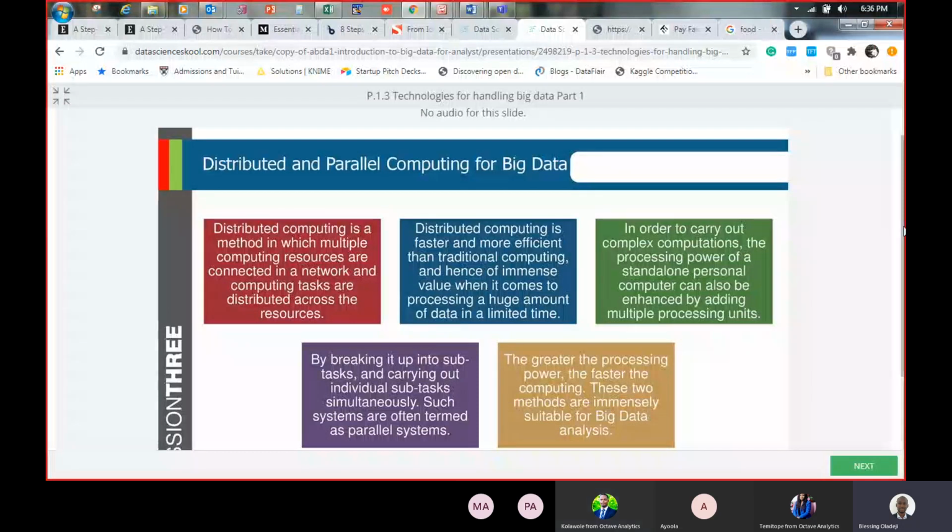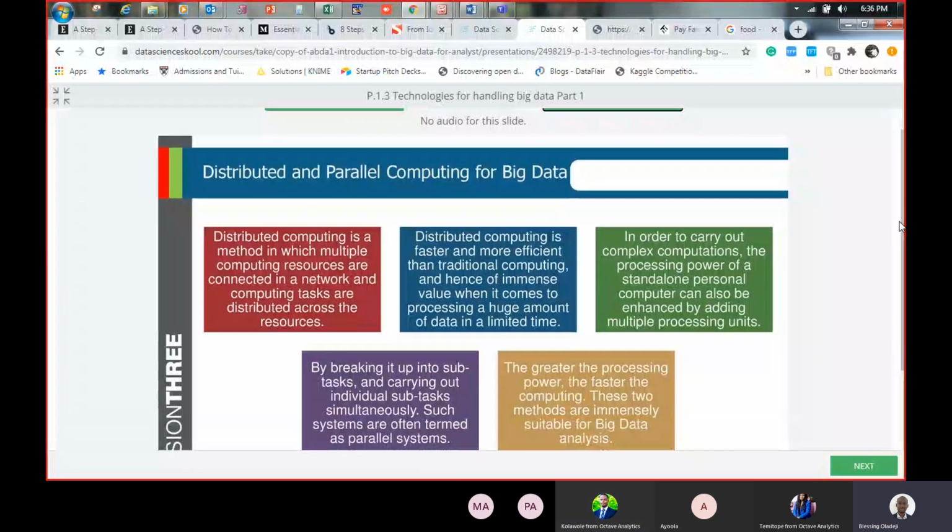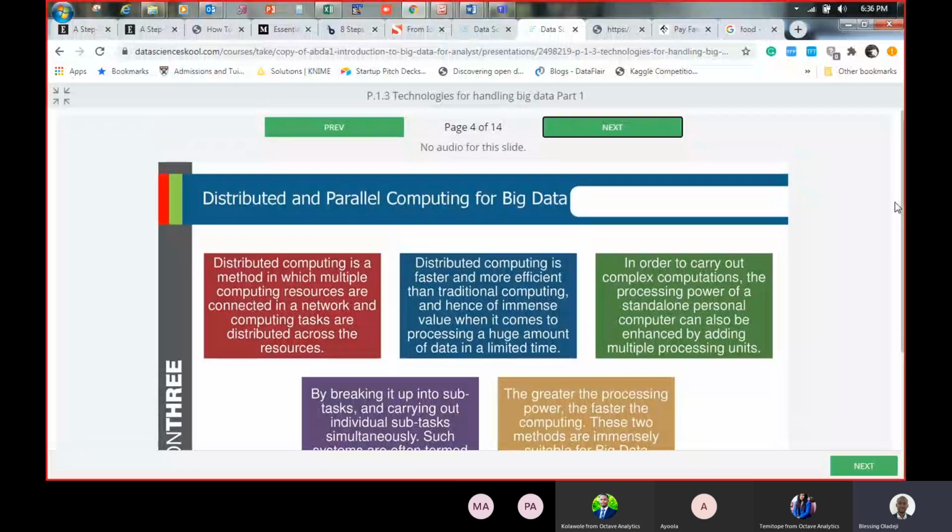So one thing about distributed computing, even though I said that when you have multiple computers connected together, even though those computers are slow, the combination of all of their processing power will be able to get things done faster than if it was only one computer doing all of that work. But the greater the processing power, the faster the result of that computing.